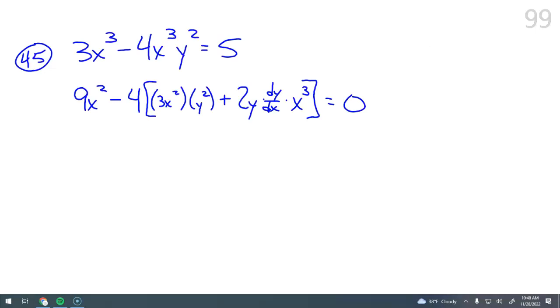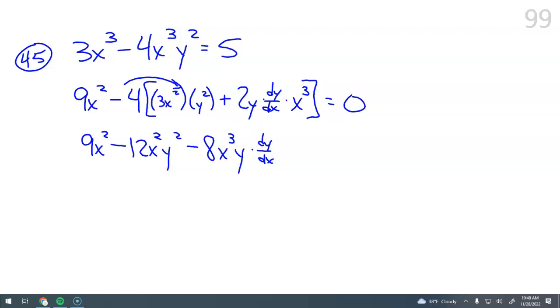Itself. But I gotta distribute that -4 first. So this would be -12 x squared y squared. Okay, so 4 times 3 is -12. And then you get the x squared y squared. And then it'll be -8, 4 times 2. And I like to flip these and put them in alphabetical order.